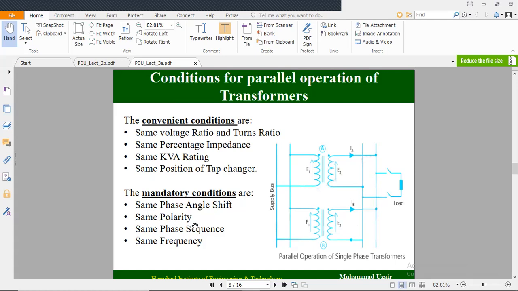Same polarity, polarity should be the same, meaning phase connects to phase and neutral connects to neutral, so polarity should be the same for single phase. And for three phase, what would it be? The phase of red with red, yellow with yellow, blue with blue; that is the rule followed for power transformer parallel operation. Same phase sequence should be maintained.